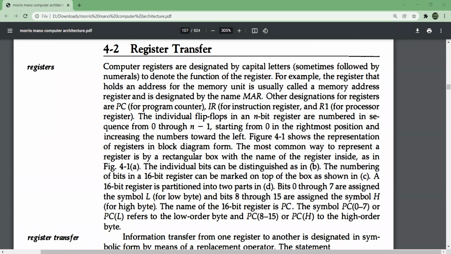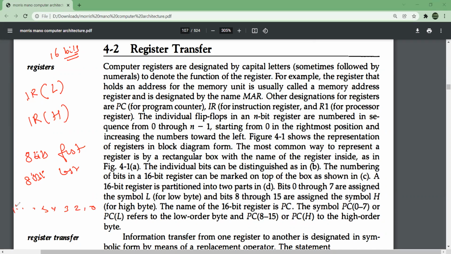further. Your registers can also be divided into 2 parts. For example, if I have again a register which is of 16 bits, then the register can be divided into low and high. Low means the first 8 bits and high means the last 8 bits. For example 0 1 2 3 4 5 so on till 15. So when I say it is divided into two parts, it means 0 to 7 and the second part is 8 to 15, that is low and high.